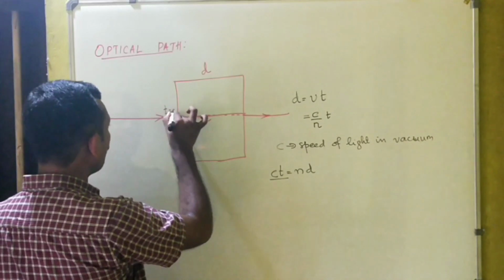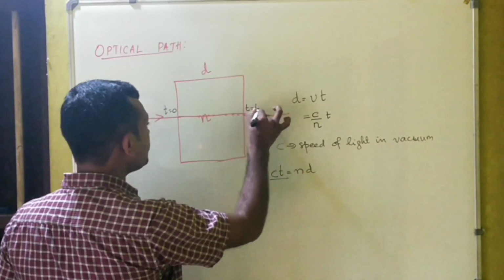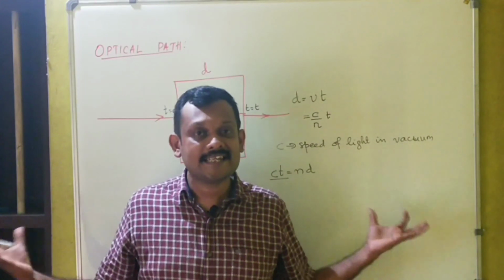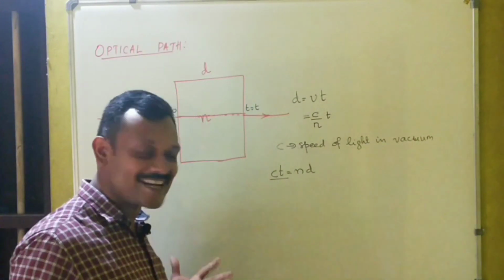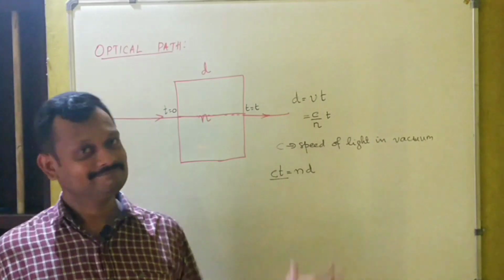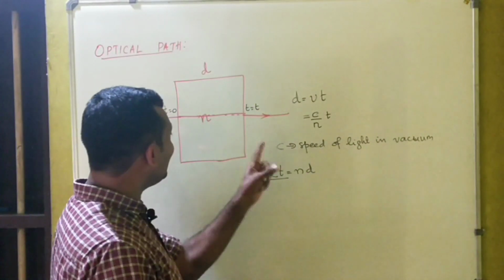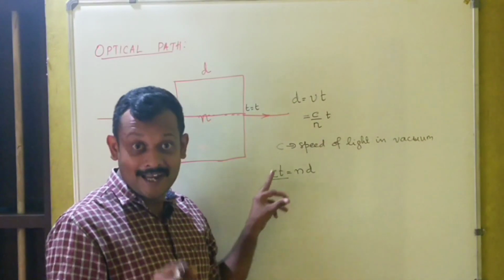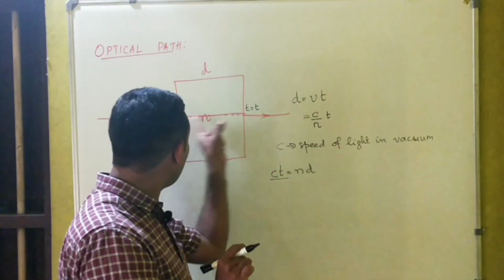So T equal to 0 and it reaches here at a time T is equal to T. So my question, what is CT? It is the distance covered. C is the speed of light in vacuum or air. T is the time taken to cover the medium.